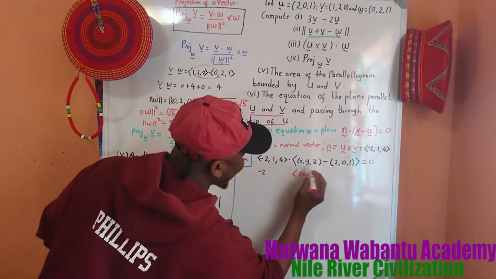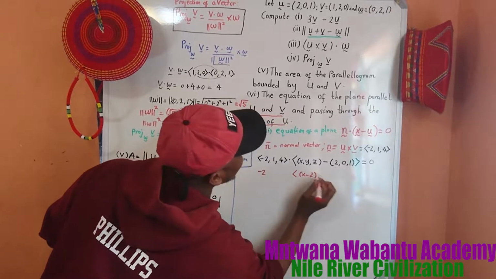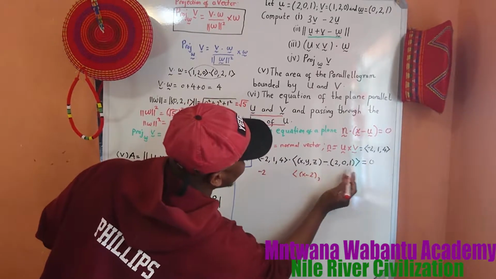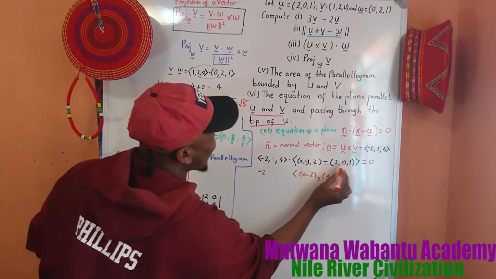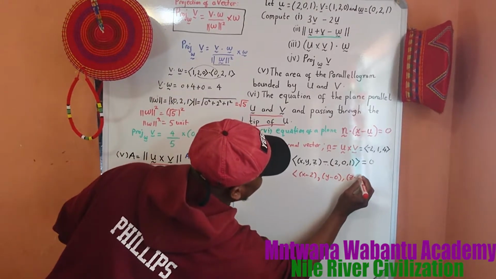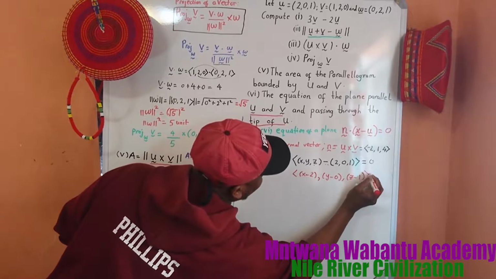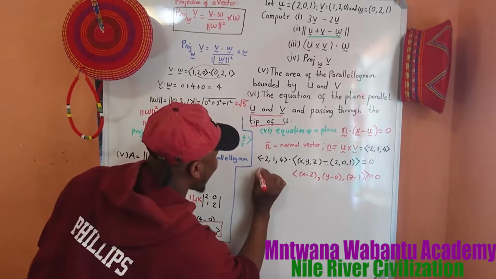x minus 2, then comma, y minus 0. So it's going to be y minus 0. And for the last one, it's going to be z minus 1. So all these are equal to 0. So now, yes, now we can dot.